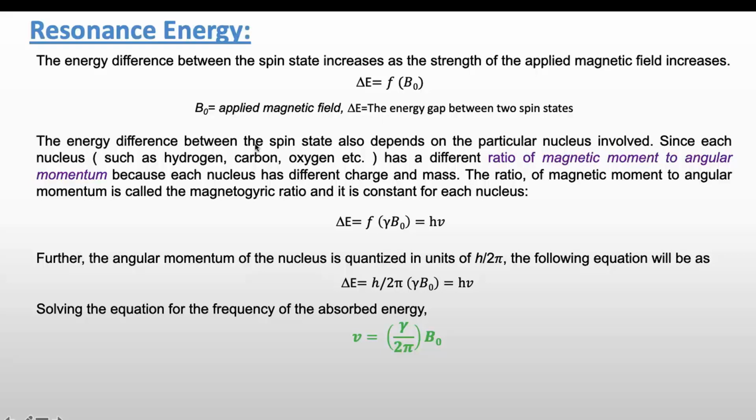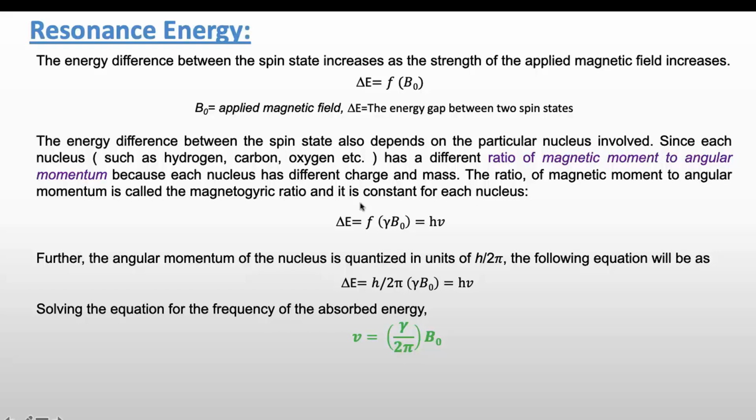Now, the energy difference between the spin states also depends on the particular nucleus involved, whether you are investigating hydrogen, carbon, oxygen, etc. This is because every nucleus has a different ratio of magnetic moment to angular momentum. Because each nucleus has different charge and mass, it has a different ratio of magnetic moment to angular momentum. The ratio of magnetic moment to angular momentum is called the magnetogyric ratio, and it is constant for each nucleus. Every nucleus will have its particular magnetogyric ratio.